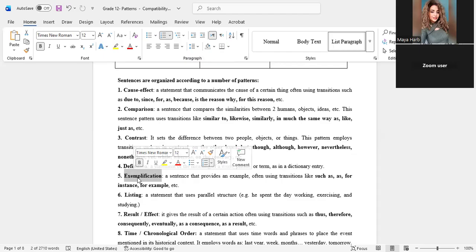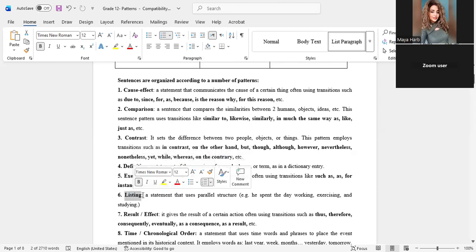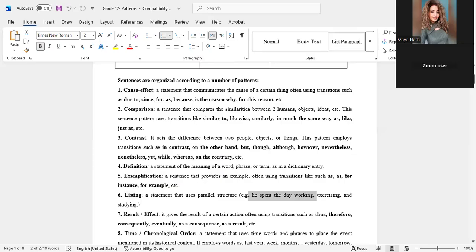Listing is when you list. For example, I went to the supermarket and I bought bread, juice, sugar, and Pepsi. In this case, I'm putting commas between the things that I'm listing. Look here, he spent the day working, exercising, and studying. So I'm listing.